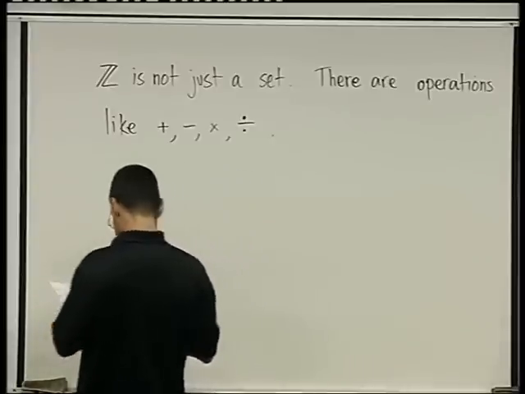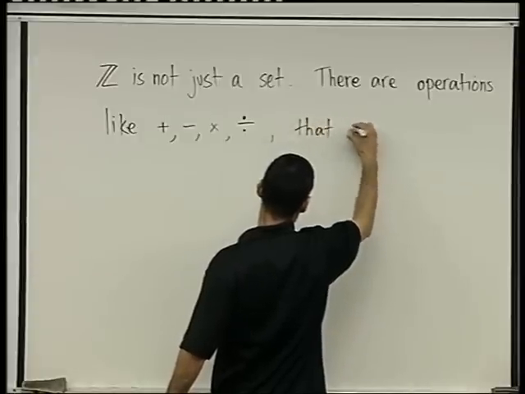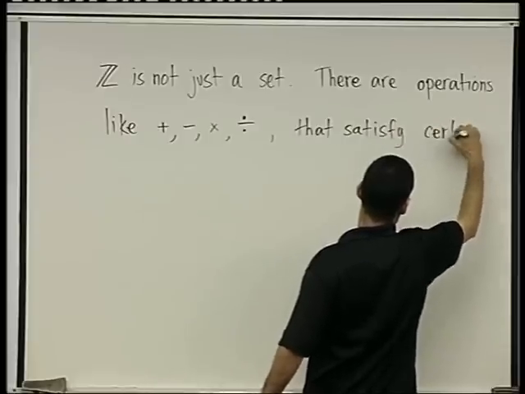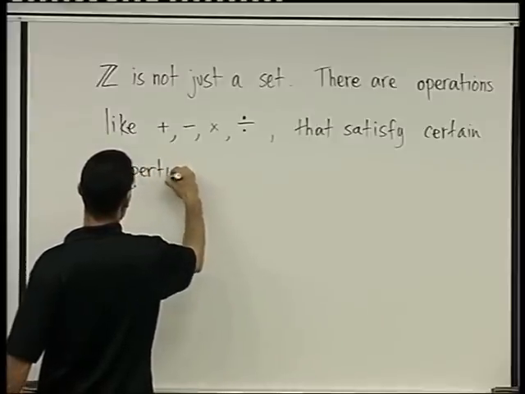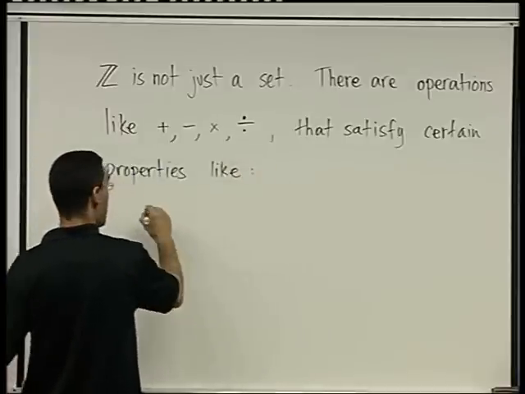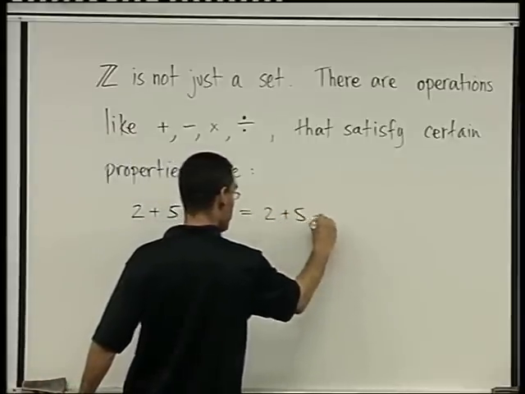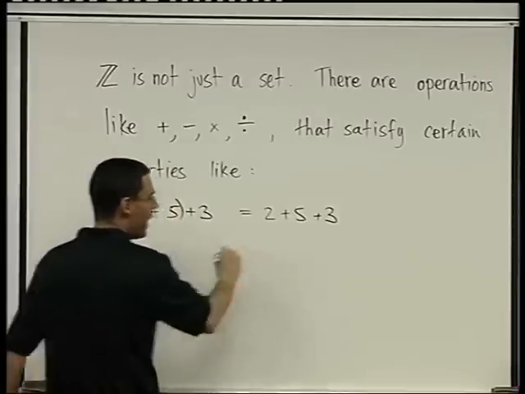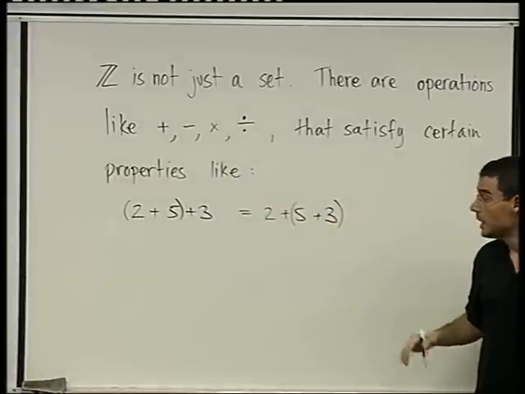And I want to say there are operations that satisfy certain properties, like, for example, (2 plus 5) plus 3 equals 2 plus (5 plus 3). It doesn't matter if I first add 2 and 5 and then add 3, or I first add 5 and 3 and then add 2, right? This property has a name.